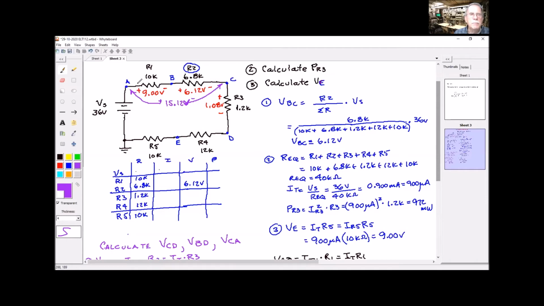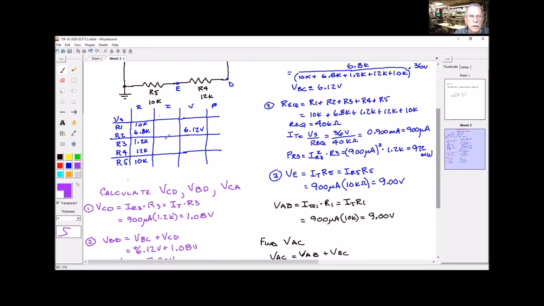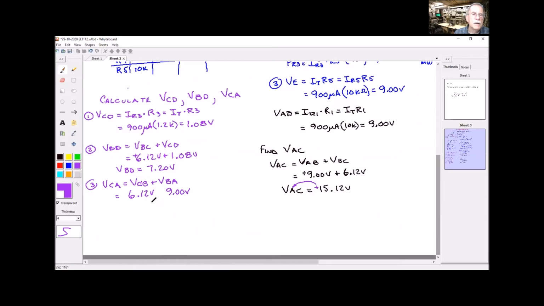Then we look at VBA. B is the first subscript. We look over here, we see the negative, so it's going to be negative 9 volts as well. So if I do that, this is a negative 6.12 plus a negative 9 volts, gives me a VCA value of negative 15.12 volts.